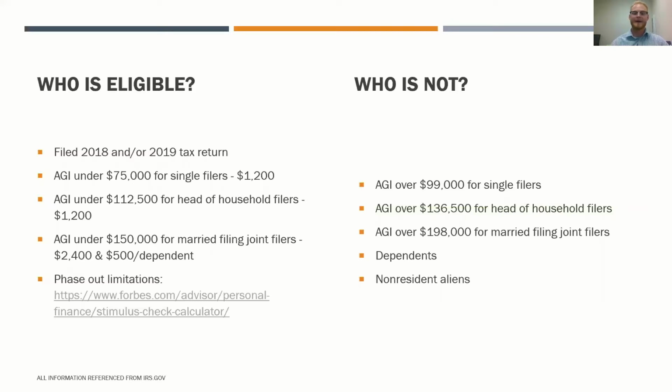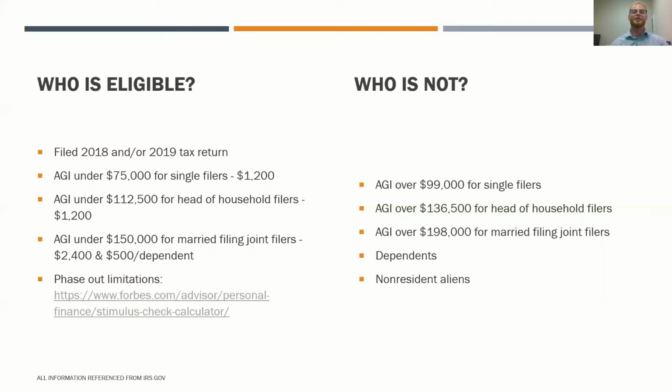Okay, if you filed single and your AGI is under $75,000. AGI is basically all of your income, all your forms of income, your W-2 wages, your interest, your dividends, your pension distributions, your retirement distributions. Those kind of things are what goes into your AGI. So if you're under $75,000 as a single filer, you are eligible for the $1,200 stimulus check.